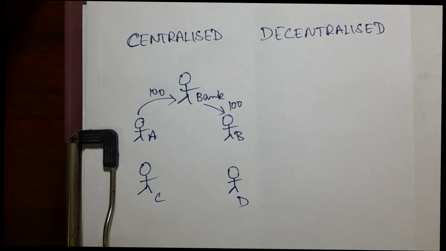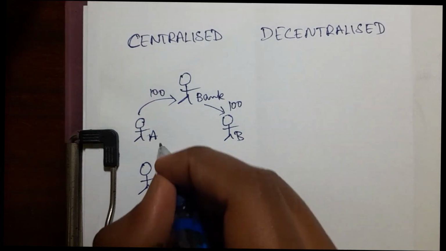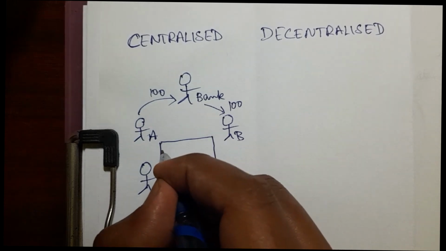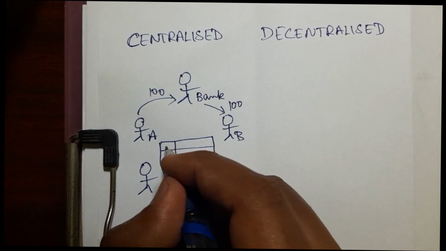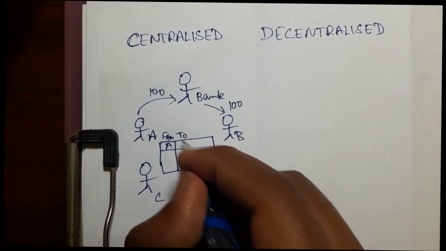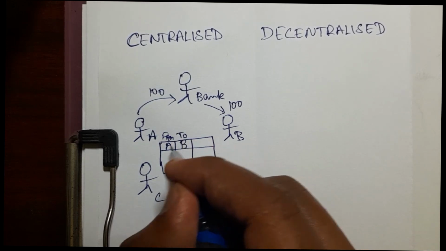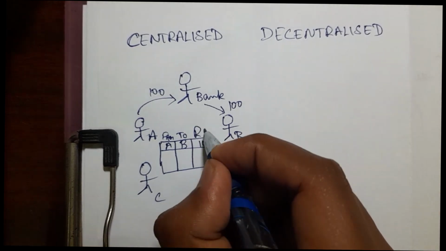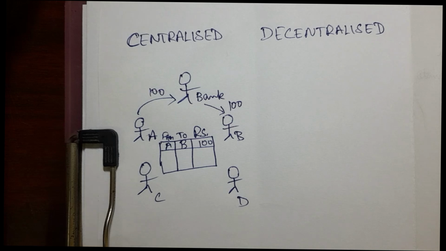What will happen is, in the back end, the bank will have the data. Let's say there is a table. This is from and this is to. From A to B, the amount is going to be 100. Let's say the bank stores something like this. This is what usually happens in a centralized network. Only the bank can see it, C and D will not know here.